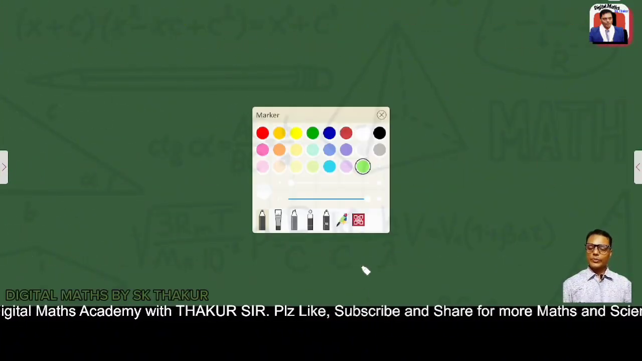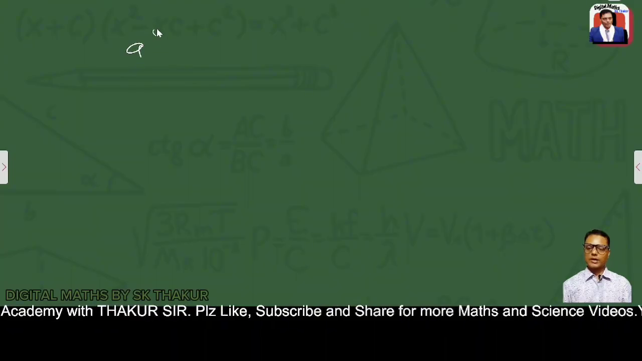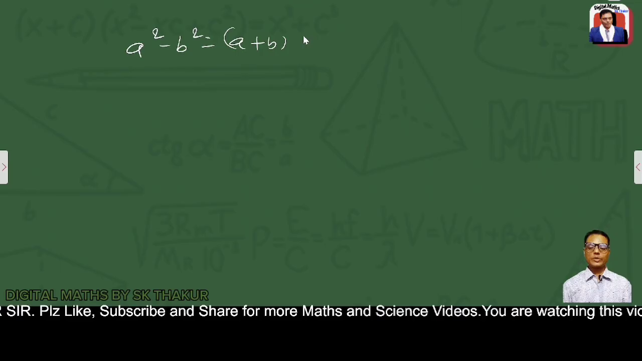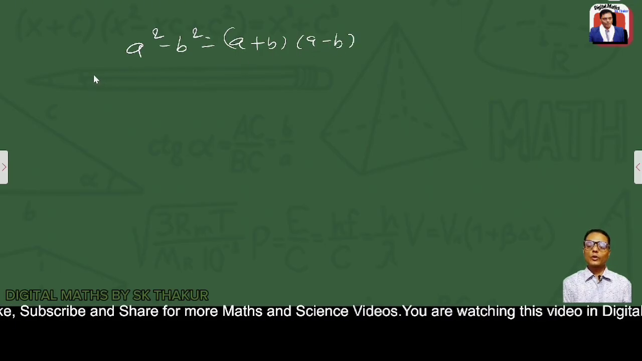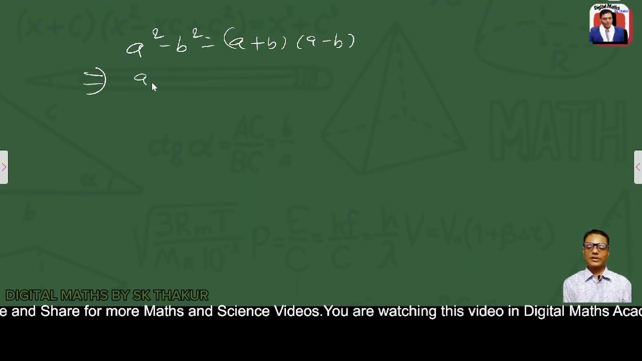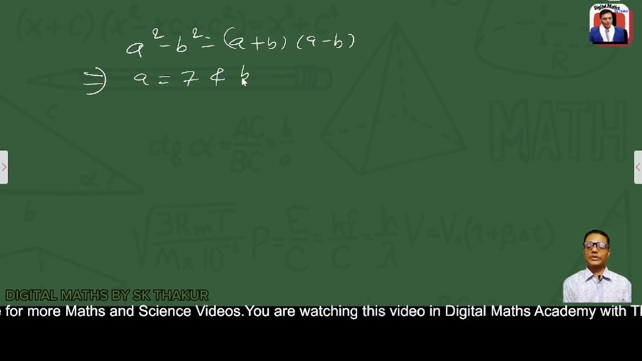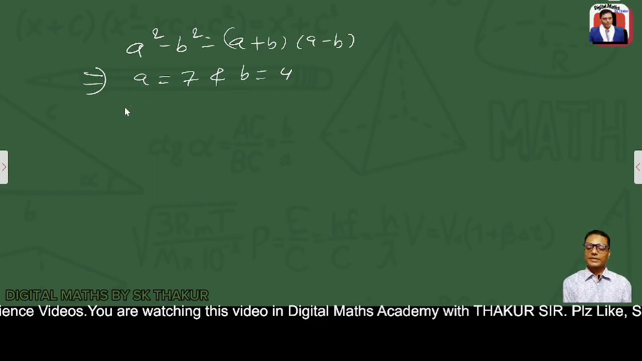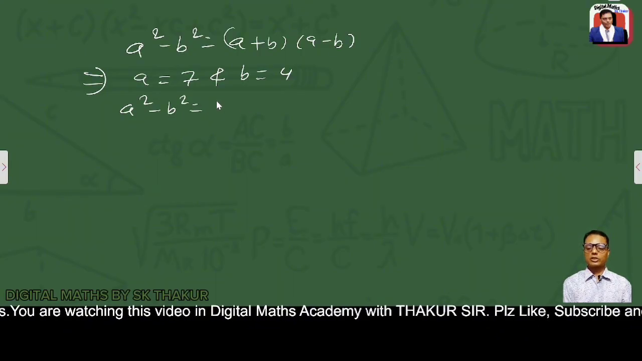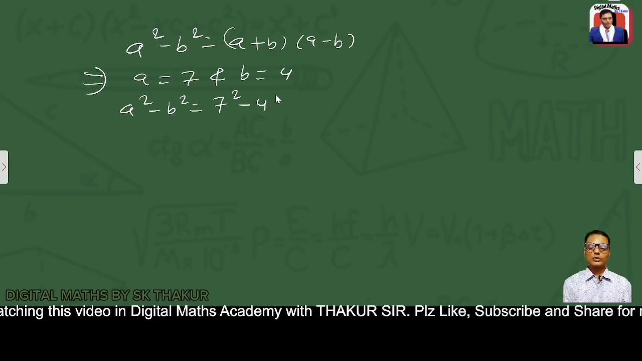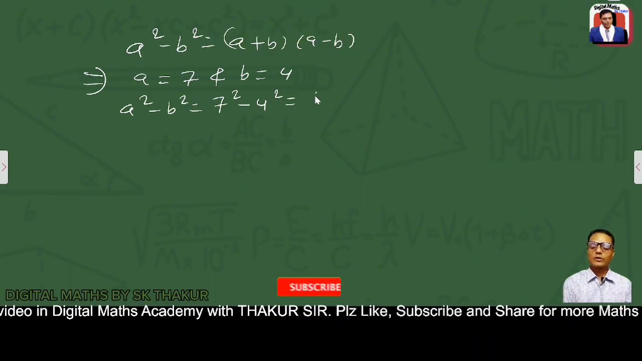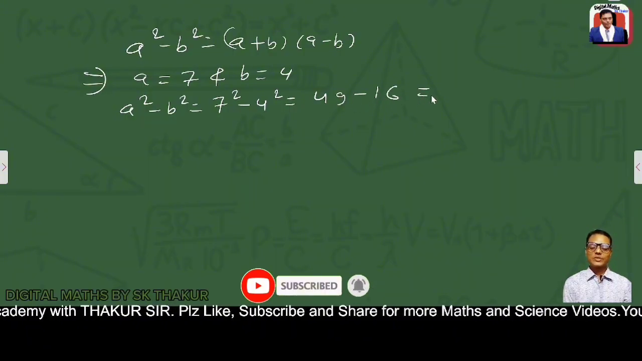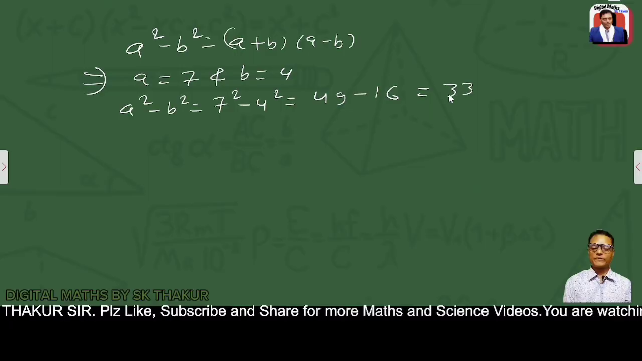Another identity we can select as a squared minus b squared equals to, we can say that (a plus b) into (a minus b), right? So it's also true for all the values of a and b. Just we select the value of a as 7 and that of b equals to 4. Yes, we can select any value, doesn't matter. So we can write here a squared minus b squared equals to 7 squared minus 4 squared, right? And 7 squared equals to 49 minus 4 squared is equal to 16. So this becomes equal to 33, right?